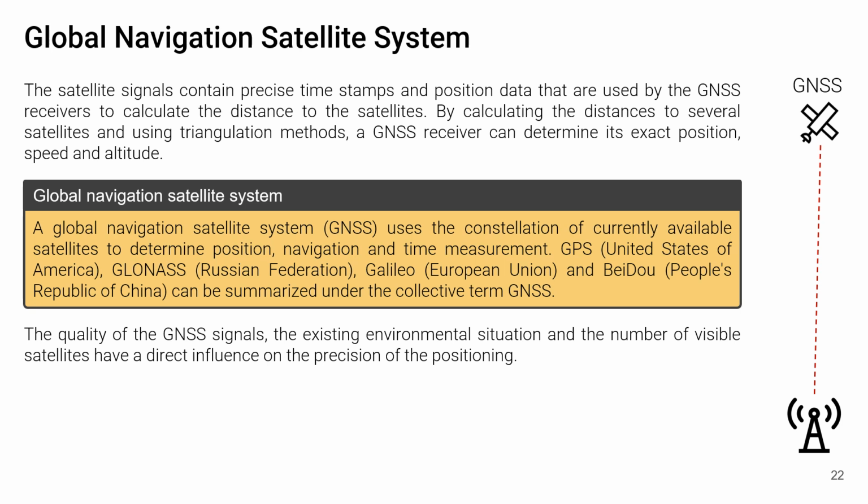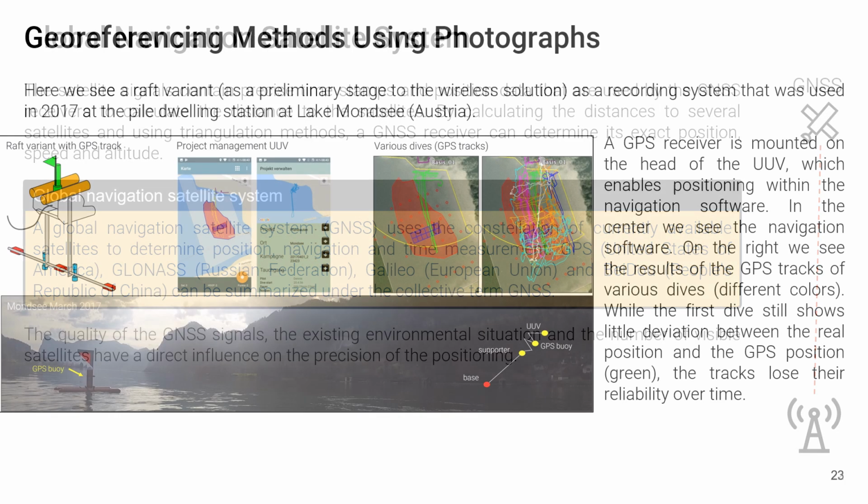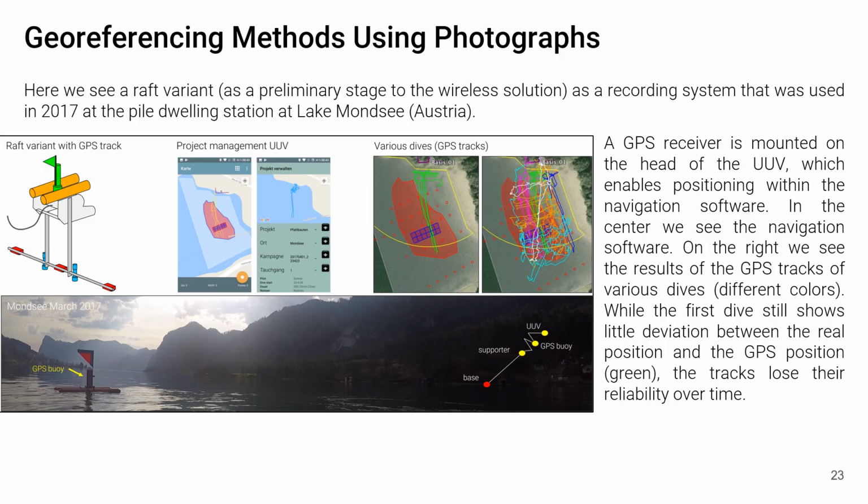The quality of the GNSS signals, the existing environmental situation, and the number of visible satellites have a direct influence on the precision of the positioning. At this point, it must be mentioned that relying on unchecked GNSS data can lead to very erroneous data. Here, an analysis of the environmental situation with the recording of test data should provide certainty. In a later lecture, we will talk about the localization of underwater systems.